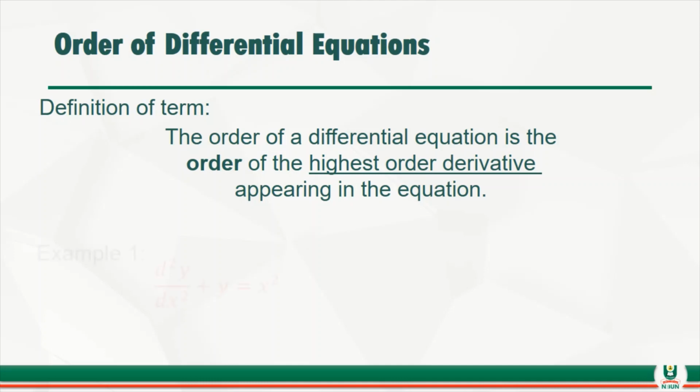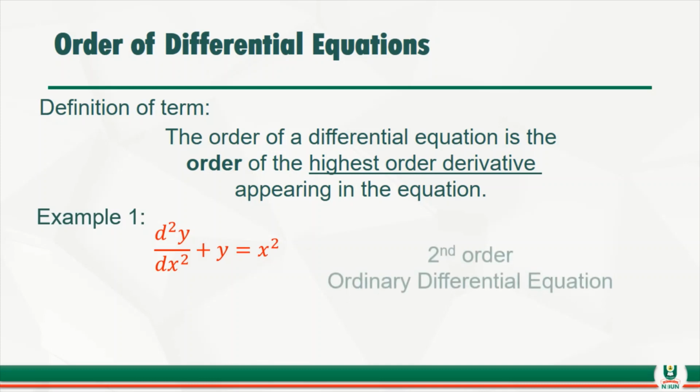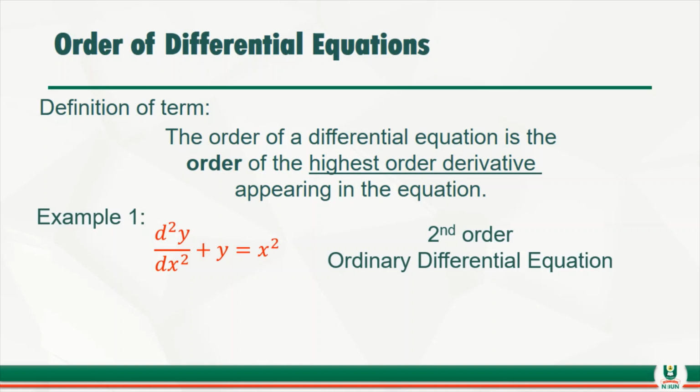For example, let's consider this. In this case, we call this one second order. Why? Because the highest derivative is second. And you can see that we have y, which is the unknown function we are looking for. We have x squared. We cannot pick all of them because they are not derivatives.